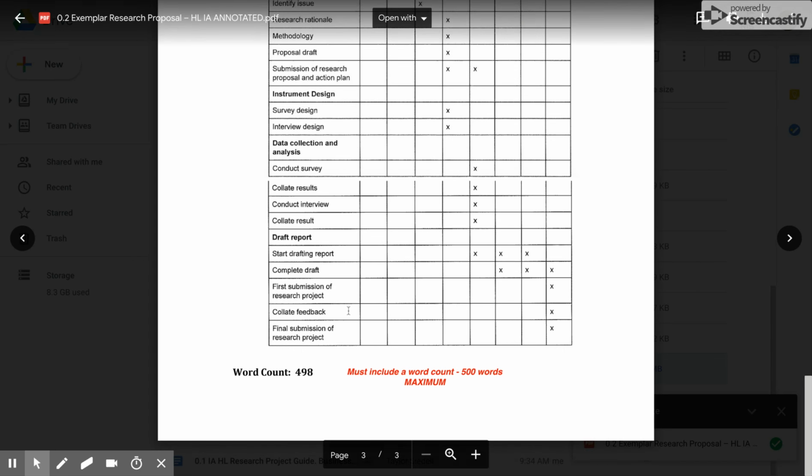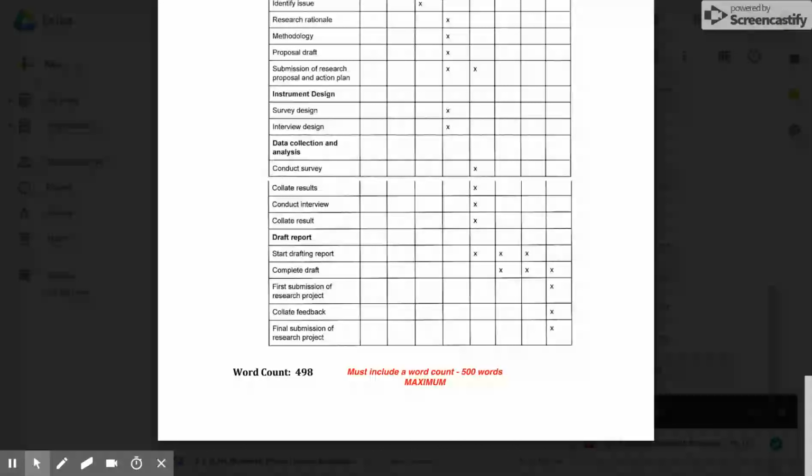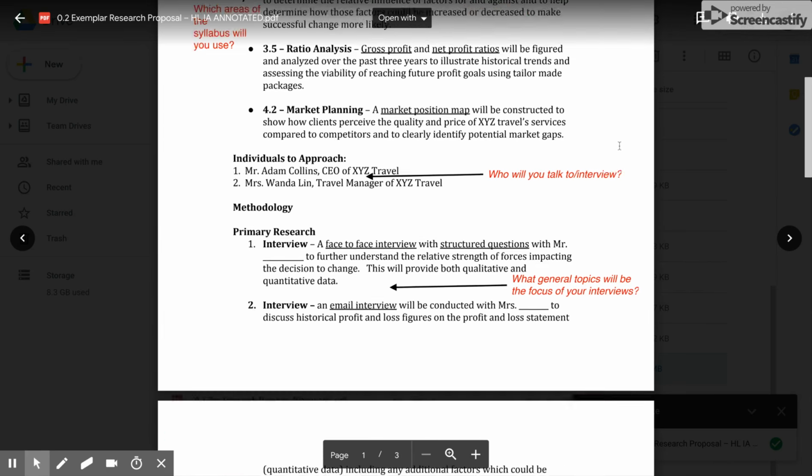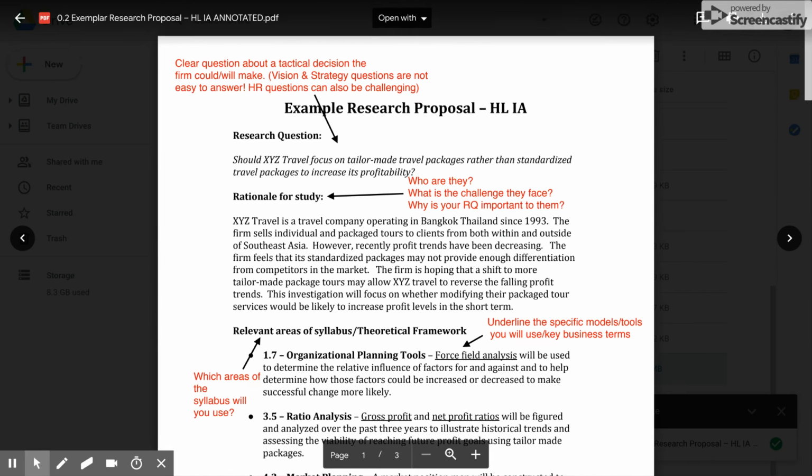And the last part, and also very important, include the word count. It needs to be below 500 words. It may not, under any circumstances, exceed 500 words. If you have any questions about any of this and would like to ask me about your research proposal, please do not hesitate to contact me.